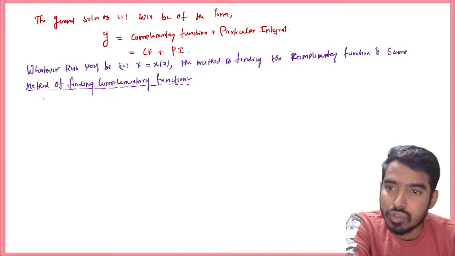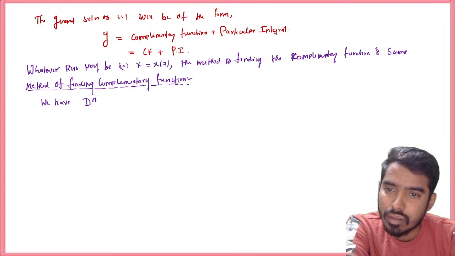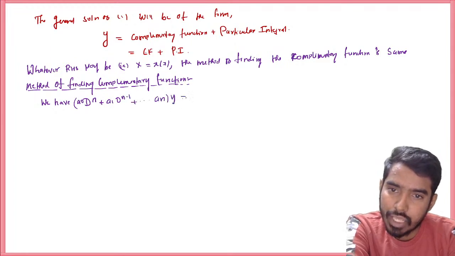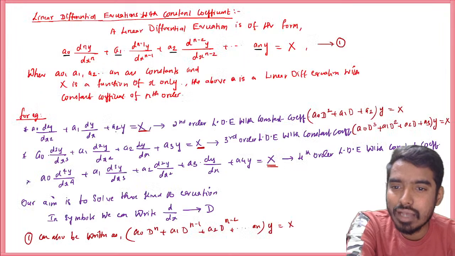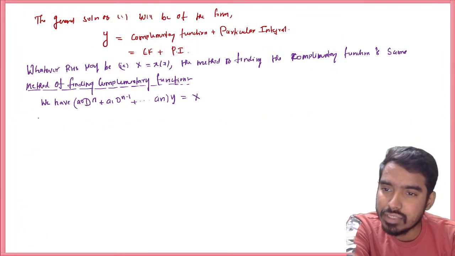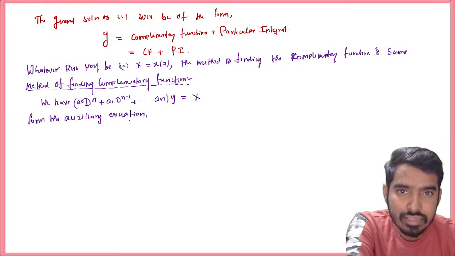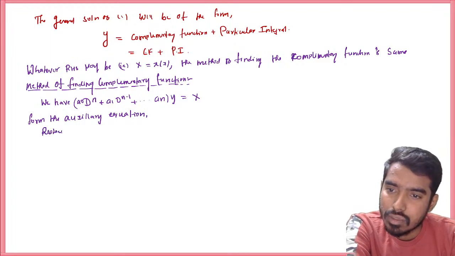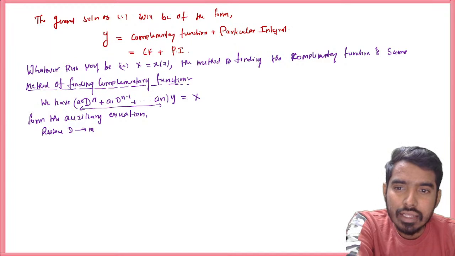So let us take an example. What is the equation here? a naught D^n plus a1 D^(n-1) and so on up to an, of y is equal to capital X. This is the differential equation of nth order, but usually we will have second order, third order or fourth order. Now what I'm going to do is form the auxiliary equation. To form the auxiliary equation, just replace this D by m. You omit y and replace D by m.